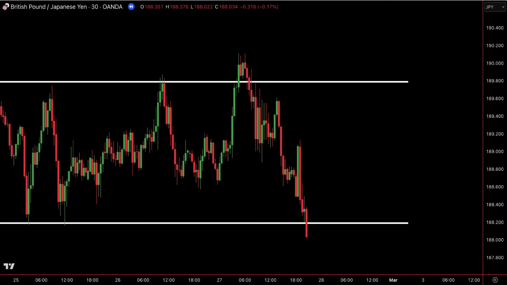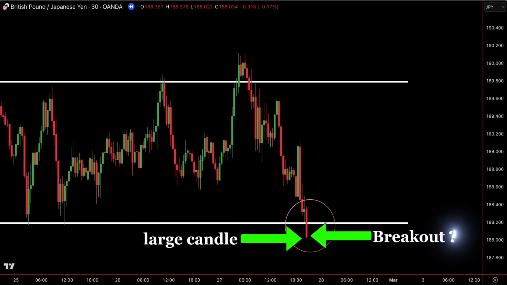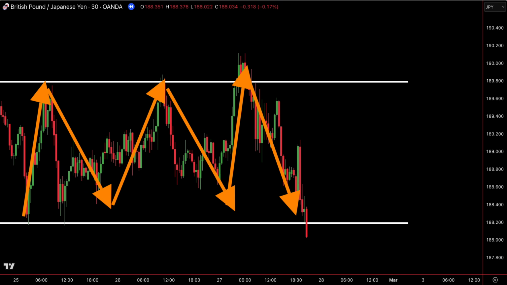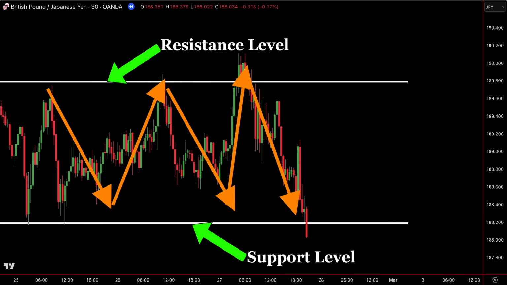Let's talk about another smart money trick: large candles forming during a sideways market. These big candles might look like the start of a breakout, but often they're traps. When price is moving sideways, the market is in a phase of indecision or accumulation. Price is bouncing between support and resistance. It's not trending, it's building pressure.